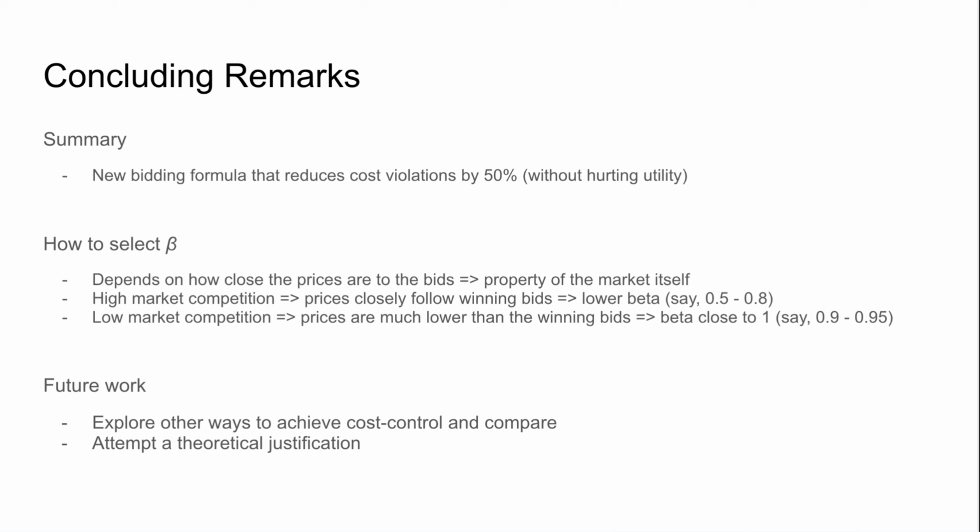The value of beta depends on how close the prices are to the bids, which is a property of the market itself. If there is a high competition in the market, then prices closely follow the winning bids. In this case, we need a lower beta to drop the bids and consequently the prices down and achieve a cost correction. On the other hand, if the competition in the market is low, then prices are much lower than winning bids anyway, and beta can be just below 1, say 0.9, to achieve a cost correction.